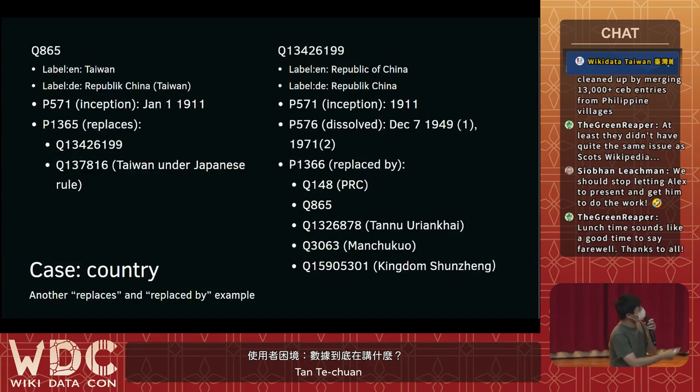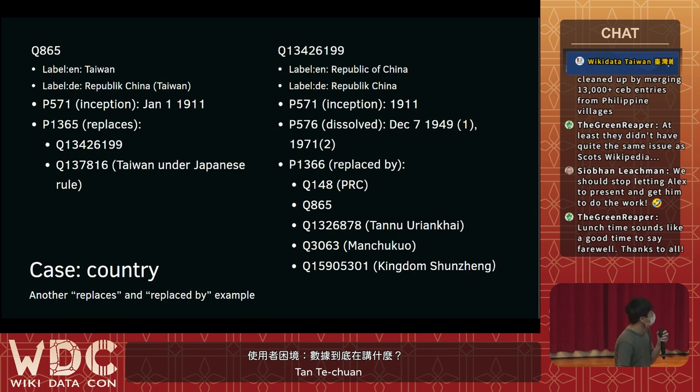And I also have another weird example. The left one is an item called Taiwan, but if you are a German user, you might find that the item name is called Republic of China, Taiwan, and the right one is the item called Republic of China. And both of them mark the inception time as 1911. But the left one replaced the right one, and the right one was replaced by many items, including the PRC, the left one, and something I don't know.